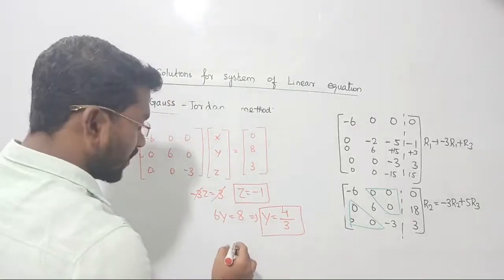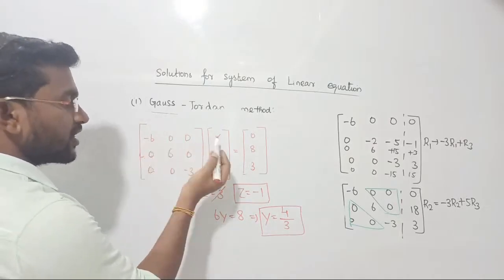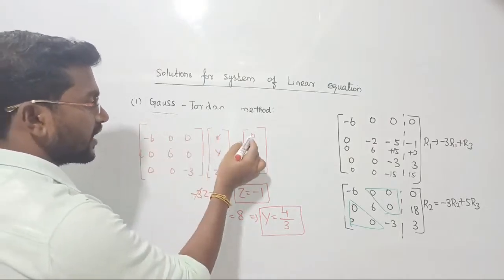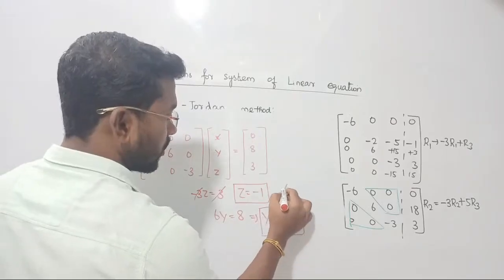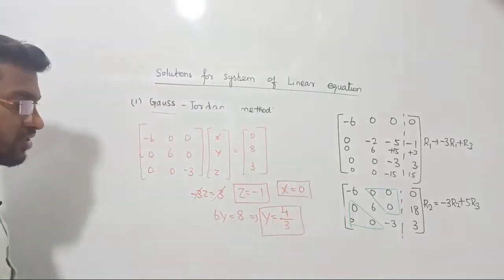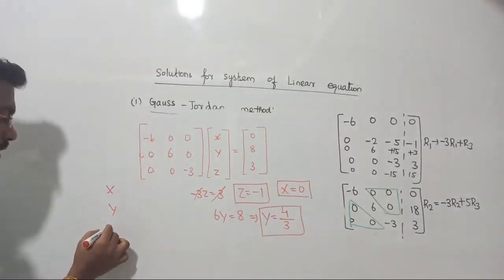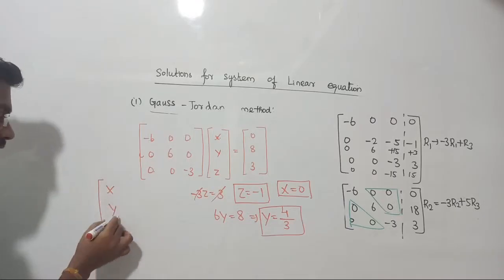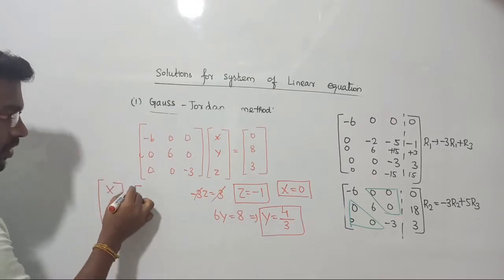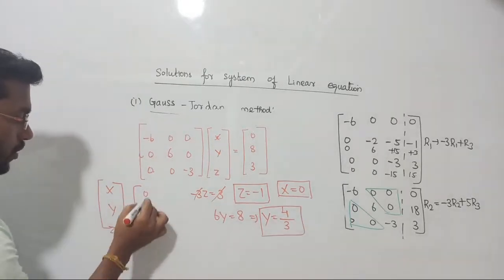Now what is the value of x? See there, -6 into x, 0 into y 0, 0 into z 0, -6 into x equal to 0. Automatically x will become 0. Yes, x will become 0. See, that is how we are obtaining the solution for x, y, z with the help of the Gauss-Jordan method. So our answer is 0, 4/3, -1.